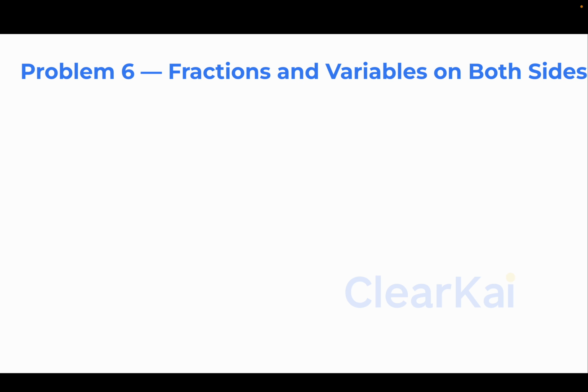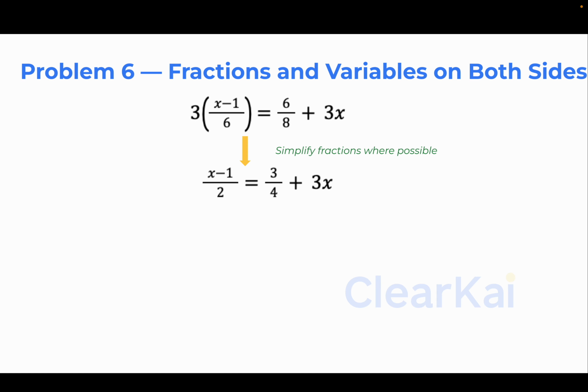Alright, let's wrap up with a big one. Problem 6. We start with 3 times (x minus 1 over 6) equals 6 over 8 plus 3x. This looks messy, but don't worry. We will simplify one piece at a time. First, simplify the fractions wherever you can. 6 over 8 simplifies to 3 over 4. So the equation becomes x minus 1 over 2 equals 3 over 4 plus 3x.